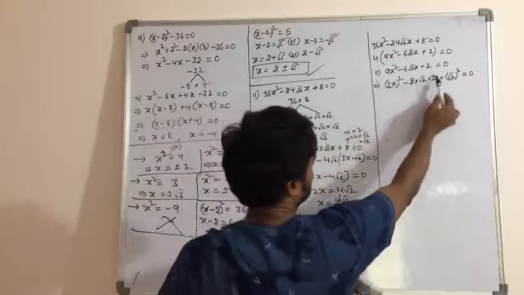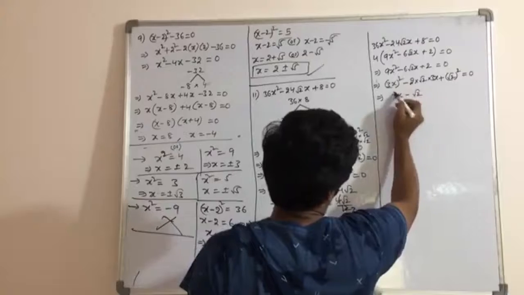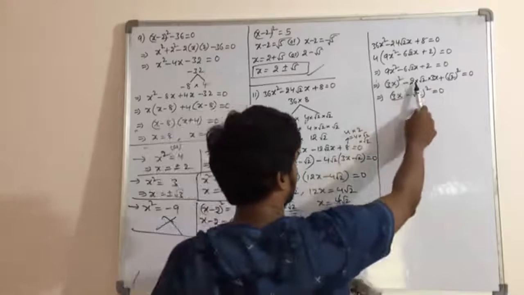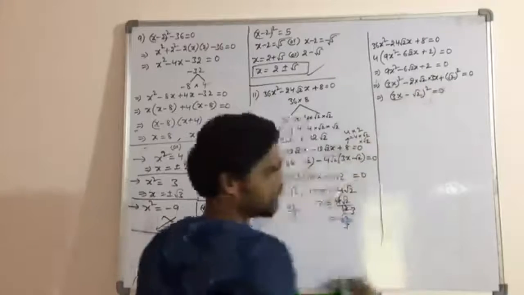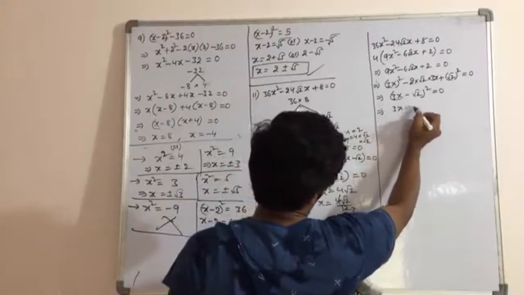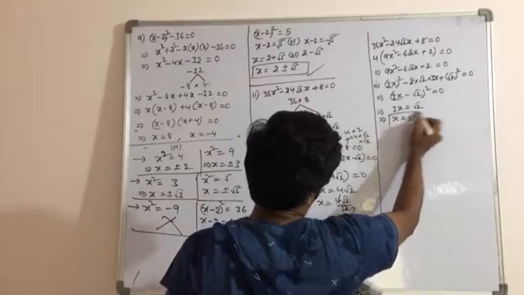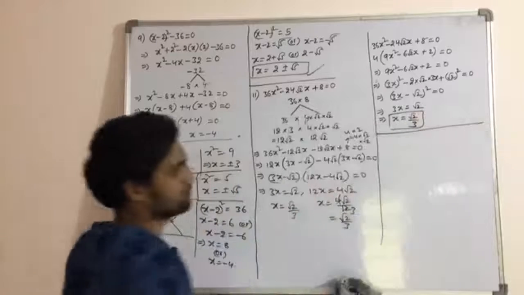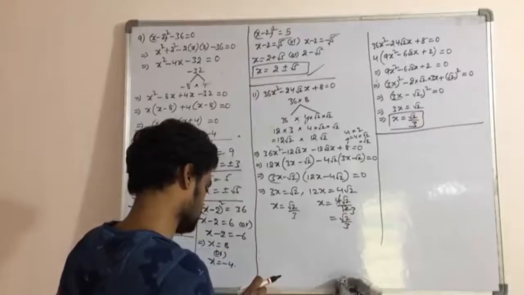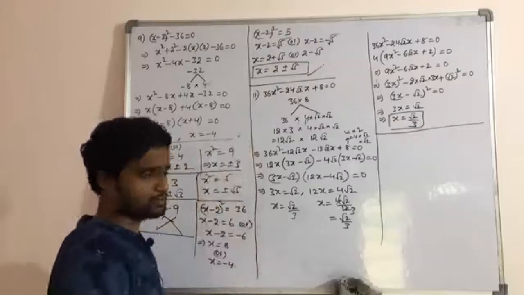A square minus 2ab plus b square, which is a minus b whole square. So 3x is equal to root 2, x is equal to root 2 by 3. Okay, so that also you can write. That's a much simpler one.